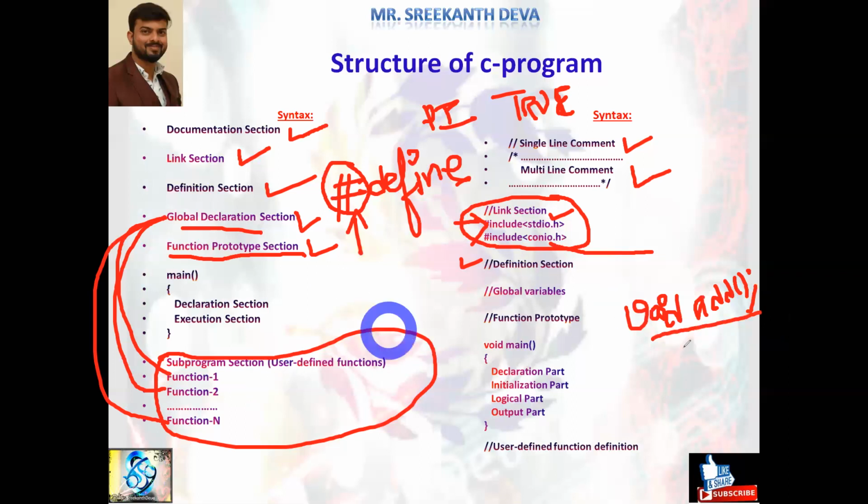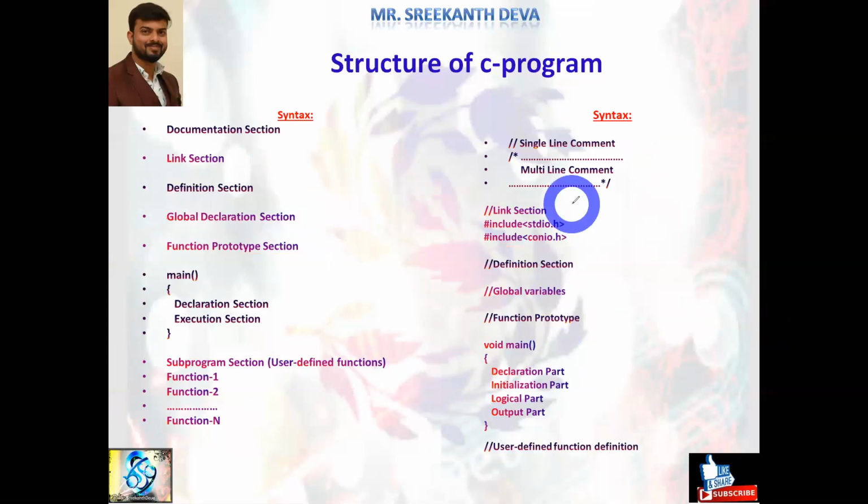Once the function prototype is declared, later we provide the function definitions, and we call these functions from the main function. So the part outside of the main function consists of the documentation section, link section, definition section, global variables, and function prototype.